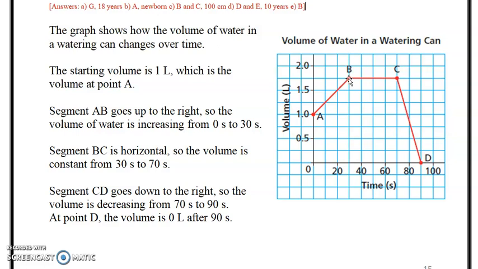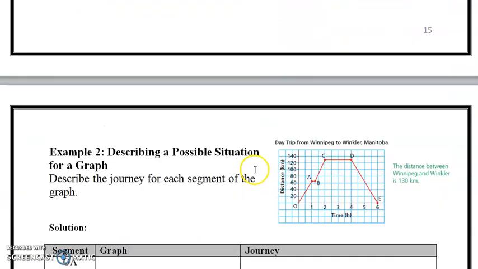So it must have been just sitting there. No one's using it. All right. And then from 70 seconds down to 90 seconds, it goes down. So the volume is decreasing. So obviously someone is using and pouring the water out. That would be an interpretation of the given situation. Okay? Again, people could have different answers here, right? Answers may vary. All right?